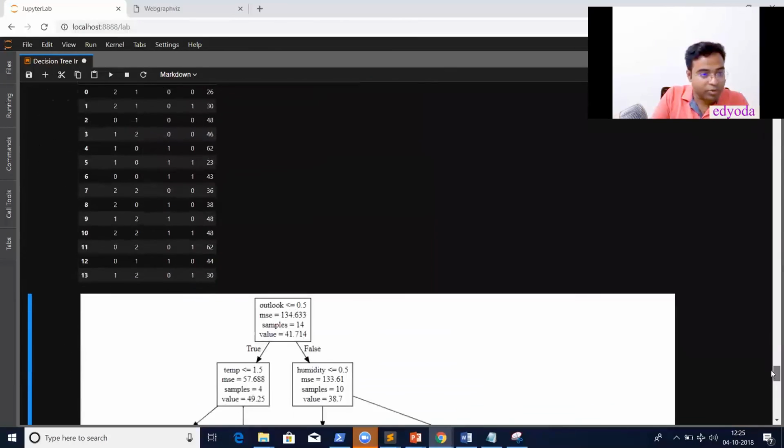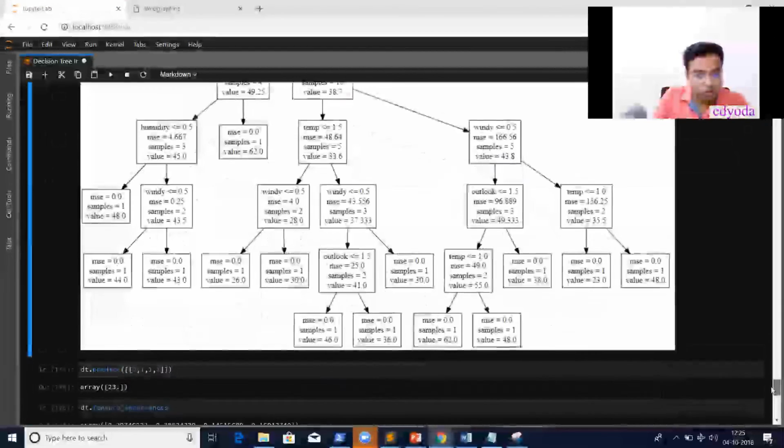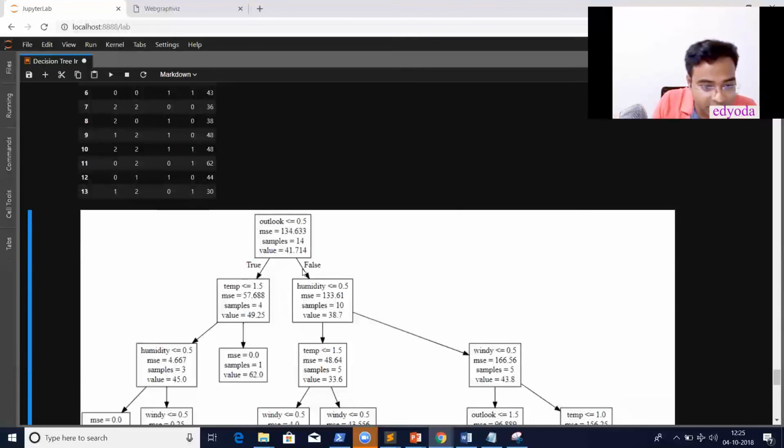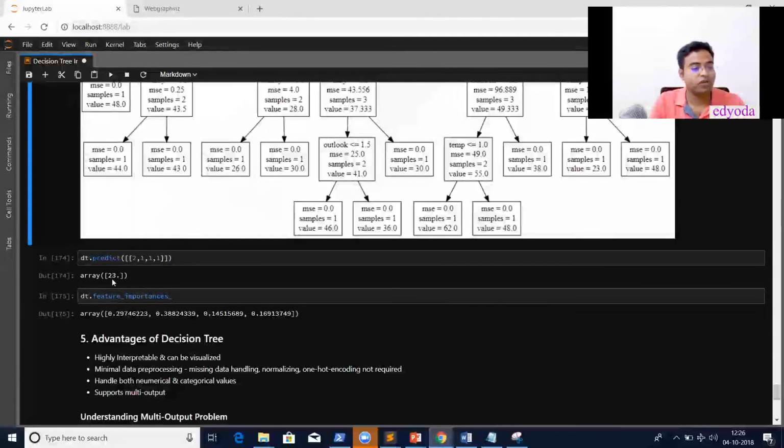So for example, I have to predict for 2, 1, 1, 1. That's what we have to predict. So how does this work? 2 less than... false. It goes here, right? False. This is 1, right? Less than or equal to 1. So this is true. So the value will be 23.